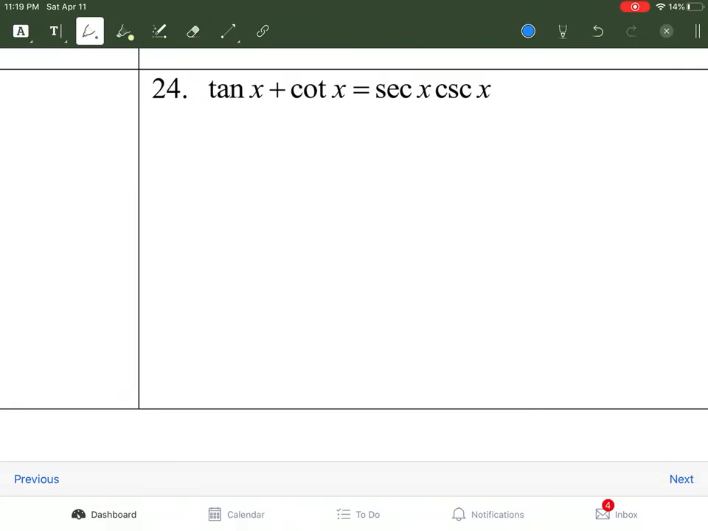Okay, and then the last question on here, we have tangent, which is sine over cosine, plus cotangent was cosine over sine. So I have two fractions. I need a common denominator to combine the two fractions. So in order to get this, I need to multiply this left side by sine over sine, and the right side by cosine over cosine.